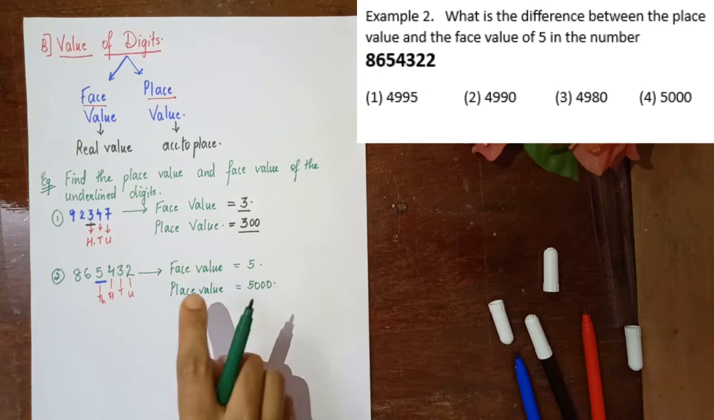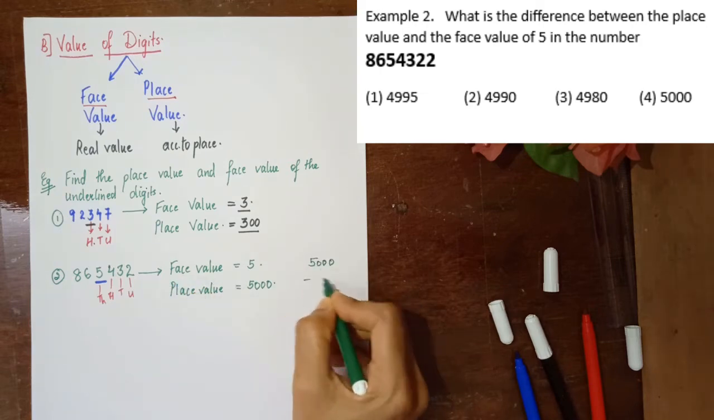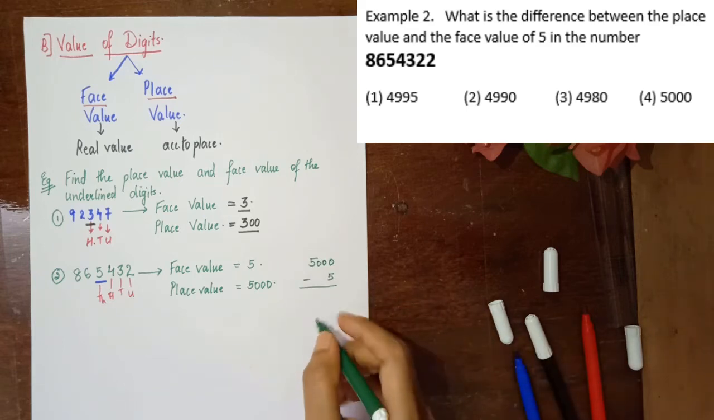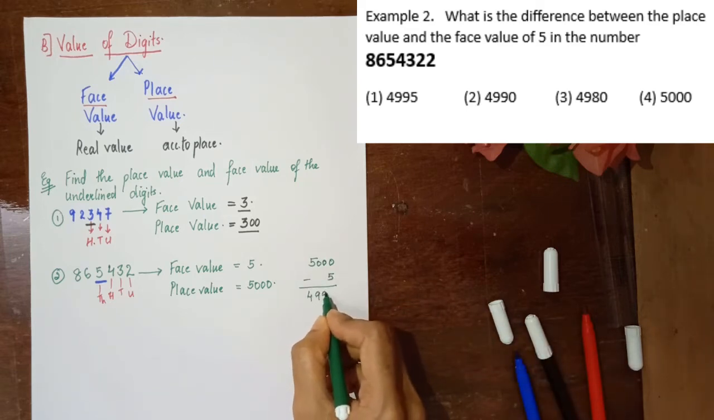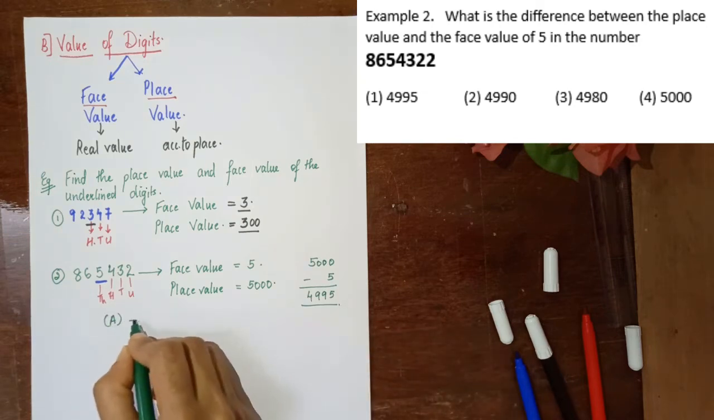Now, they have asked for the difference. So, difference means 5,000 minus 5. This is a very easy calculation for us. It is going to be 4,995. So, option A is your correct answer.